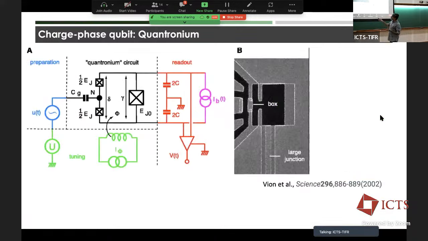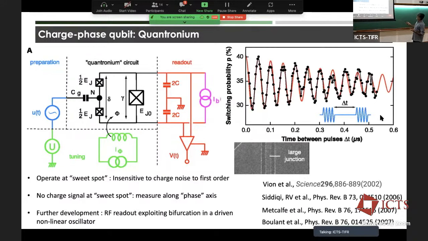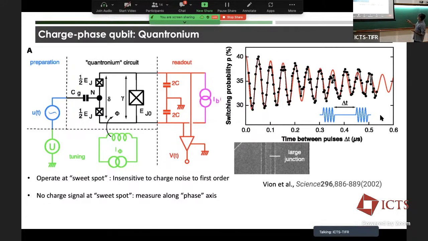That was a major innovation in this experiment: they introduced this other axis by introducing a Josephson junction, and you measure along the phase axis, and that gave you a way to measure this while still operating at the sweet spot. And this was the first time you saw these Ramsey fringes, which are shown here. This is the Ramsey experiment I showed you, and I think the decay constant here was around 200 nanoseconds, which was already more than an order of magnitude better than the conventional charge qubits at that time, because this was published in Science, and it was a big deal.